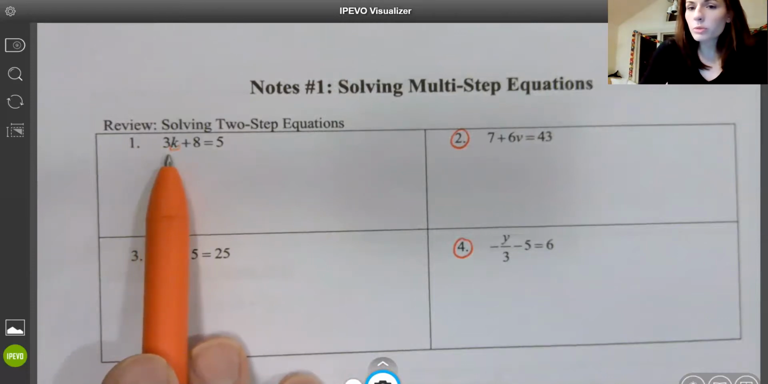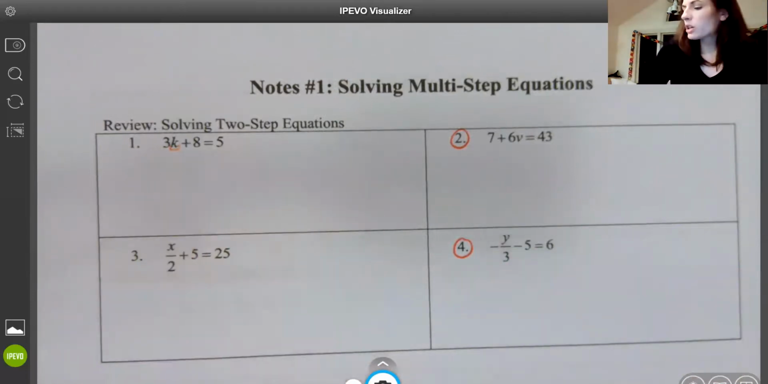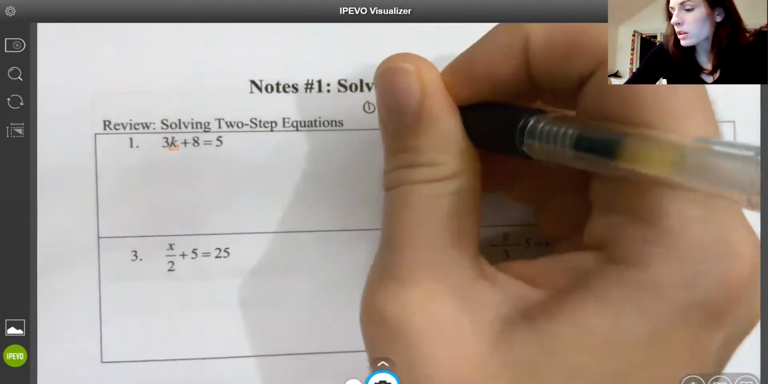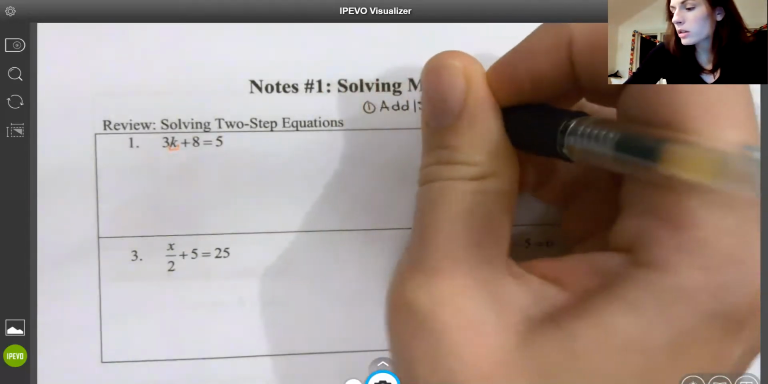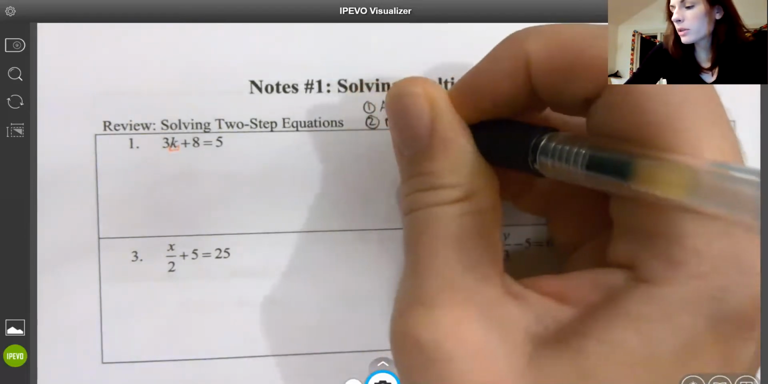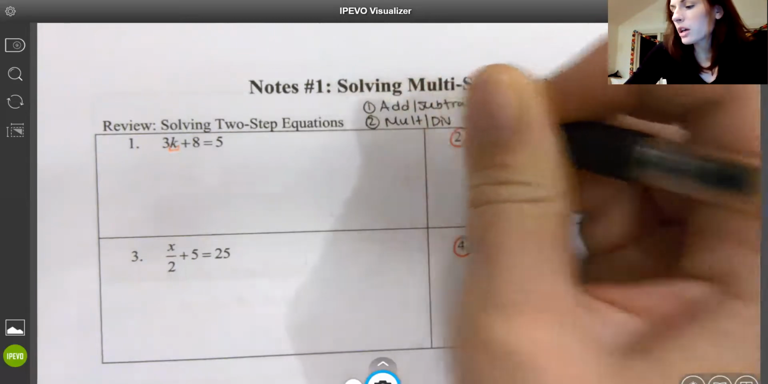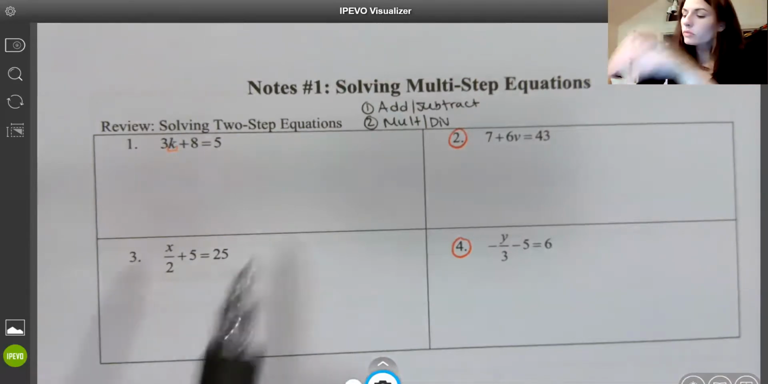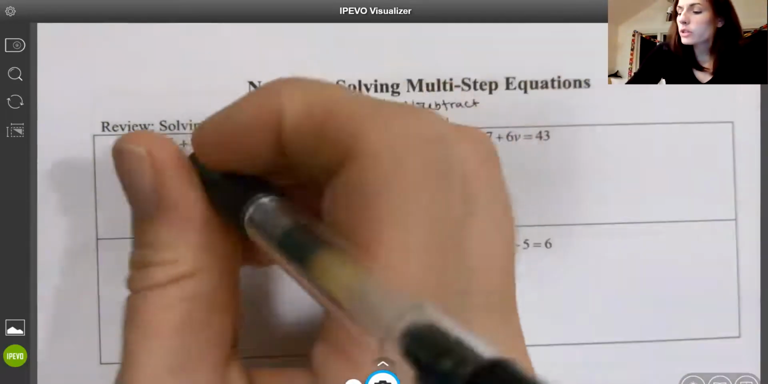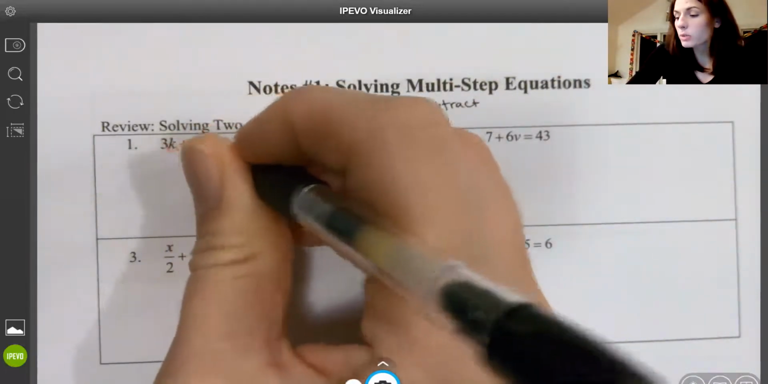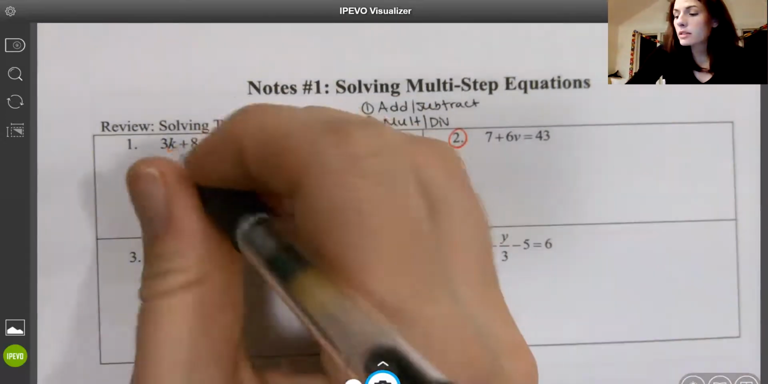If you remember from our review work, we always want to start with any addition or subtraction moves first. And then we would want to deal with any multiplication or division that's happening to our variable. I'm only talking about two-step equations. In a minute, it's going to get a little more complicated than that. But on example 1, the first thing we would do is say, well, the opposite of 8 is -8. So I'm going to subtract 8 from both sides.